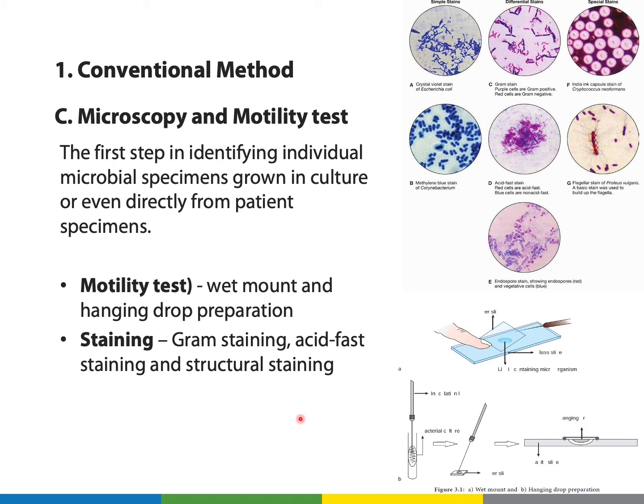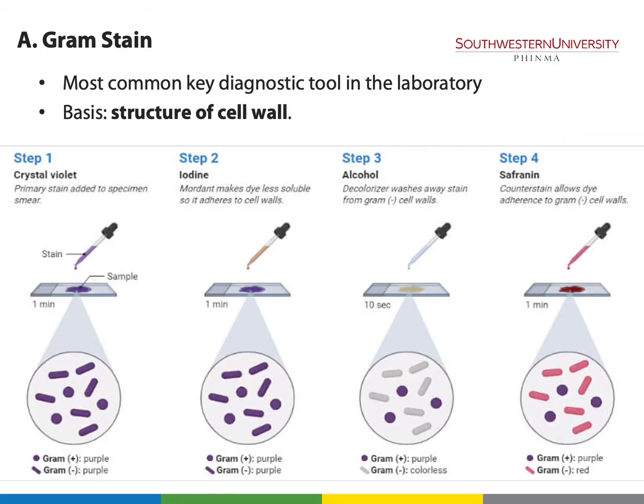So, staining. Historically, staining is commonly done to identify microorganisms. So, gram stain, acid-fast staining, and structural staining. We'll discuss this. Gram stain, as I said, is the most common key diagnostic tool in the laboratory. And again, this was discovered by Hans Christian Gram, a Danish bacteriologist.